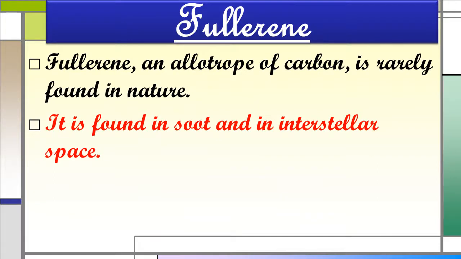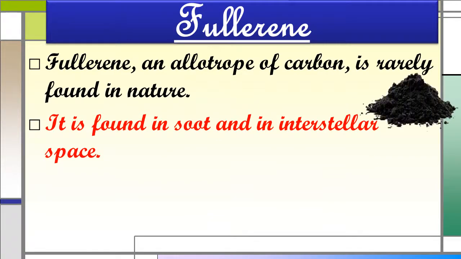It is found in soot and interstellar space. So what is soot? It is a blackish substance formed after the combustion of fuel. And interstellar space, you must know, is the space between the stars in a galaxy. So in these two places fullerene is found.